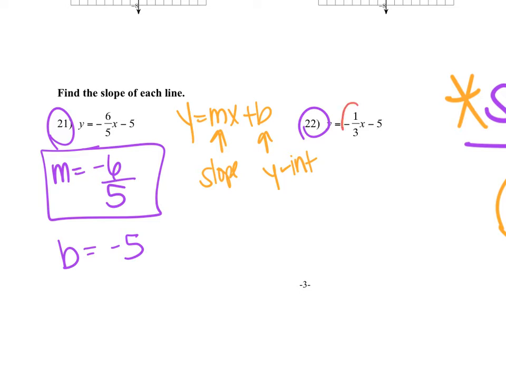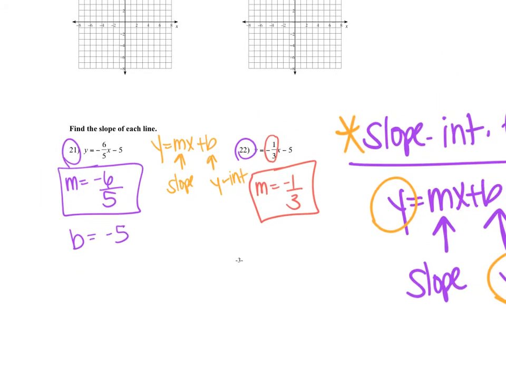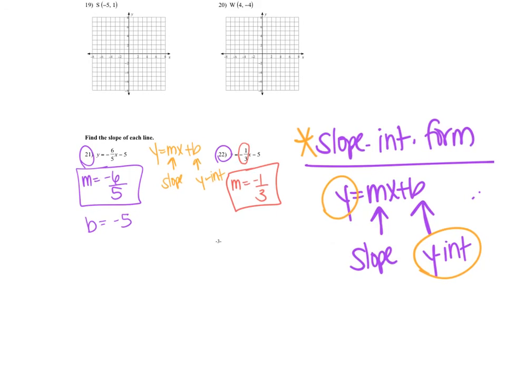So we're looking at the number in front of my x. So my slope is negative 1 over 3. And I am done. So this works whenever you have an equation of a line in slope-intercept form, and it doesn't work when it's not like that. But we can always change it and make it into slope-intercept form. And I'll show you that in the next slide.